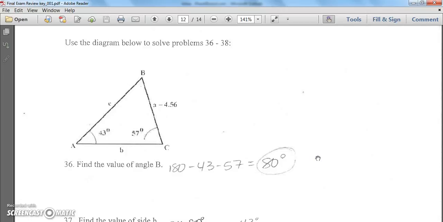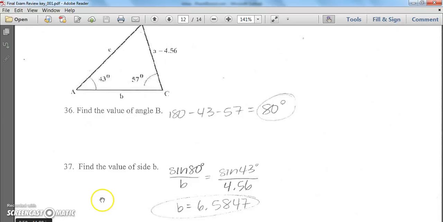Angle B. Fairly simple here. 180 minus those angles. Side B. Law of sines.